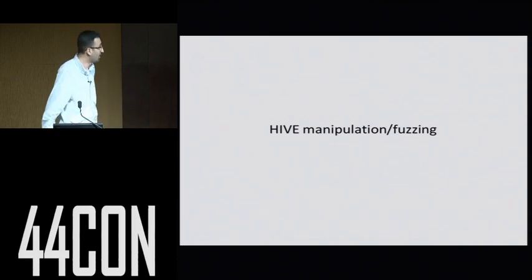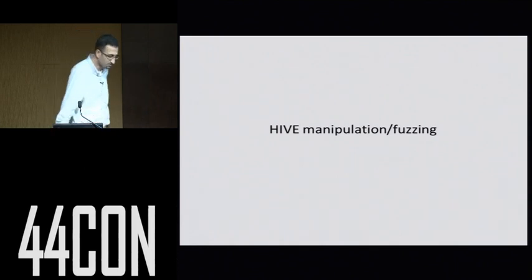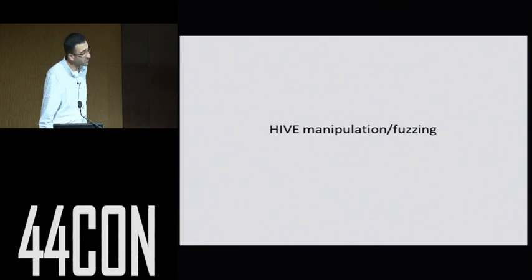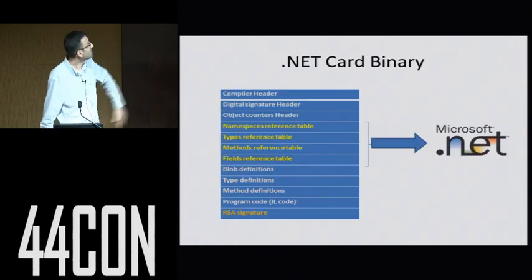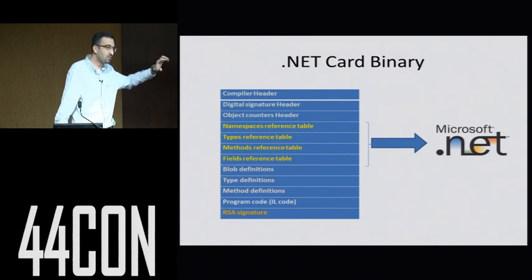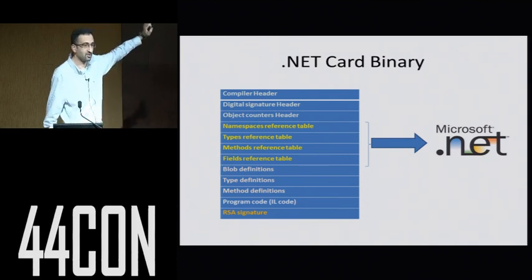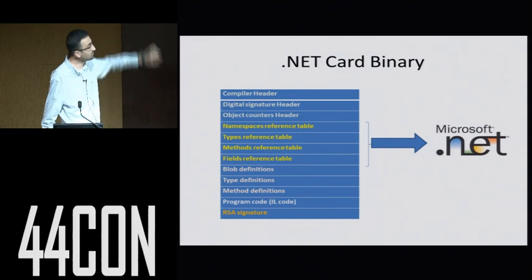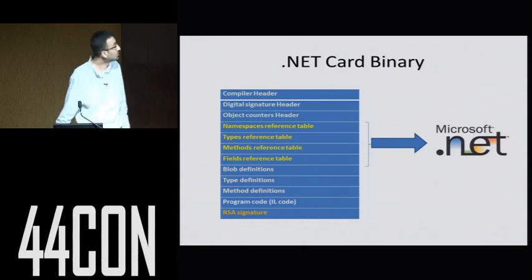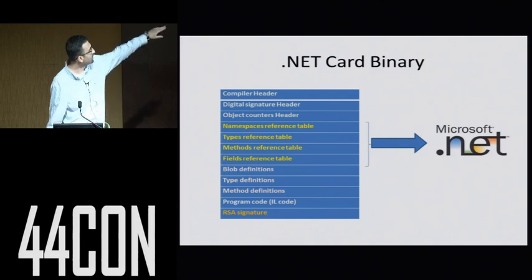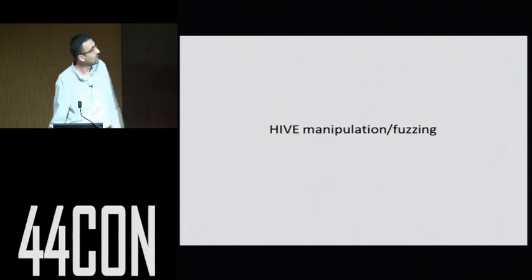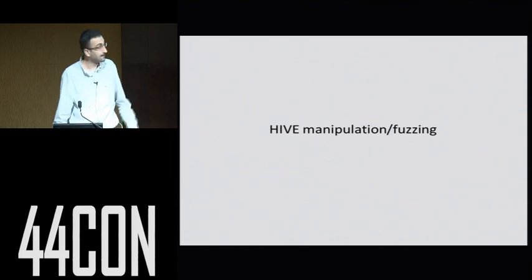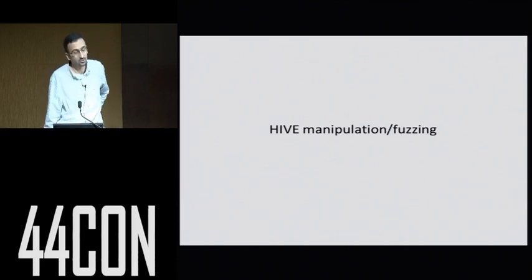Okay, so before attempting to manipulate or fuzz this format, we have to think about the interesting sections of that format. As you can see, that digital signature header could be interesting because the security model of the card is based on the digital signatures. If we change values there, we might be able to do some interesting stuff. And obviously the other thing is the program code, because this is the section parsed and executed by the virtual machine.